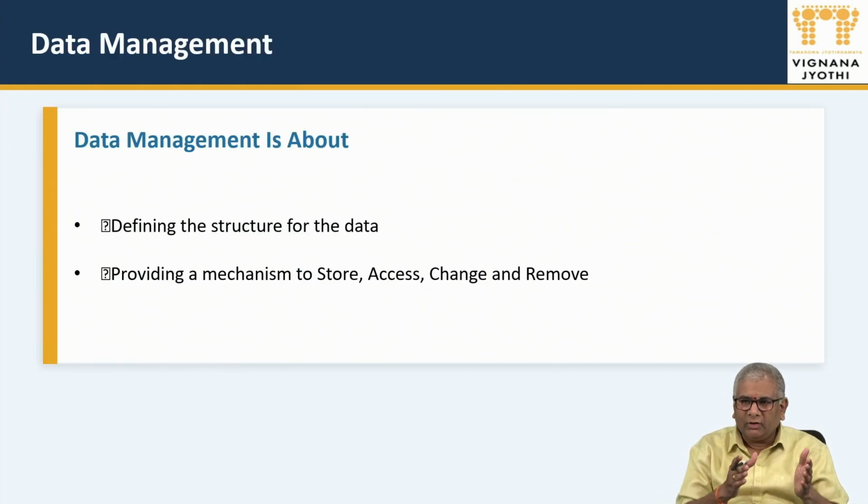So we are slowly going towards understanding the database management system. We learned about data. Now let's talk about data management. What is meant by data management? Data management is nothing but defining the structure of the data. Again, remember, we are mostly focusing on structured data in this presentation series. So defining the structure of data is part of data management. The second thing is providing a mechanism to store, access, change or remove or delete, which is also called data management.